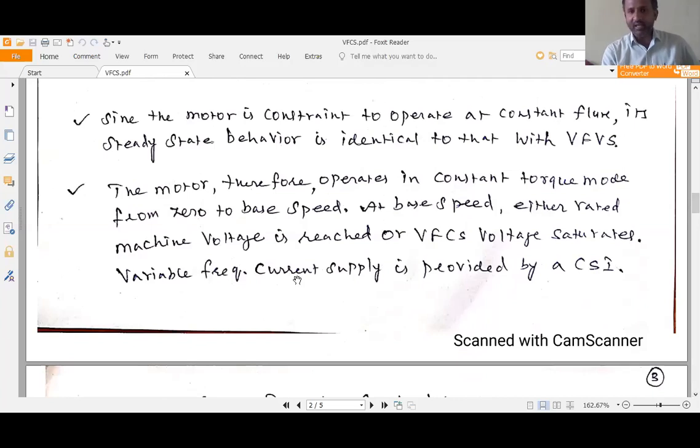The speed of the induction motor can be controlled by providing variable frequency and current source. The current source is obtained by converting the voltage source into current source. So variable frequency current supply is provided by a current source inverter. We have to convert the voltage source into current source by using a current source inverter. That will be discussed in the next session.